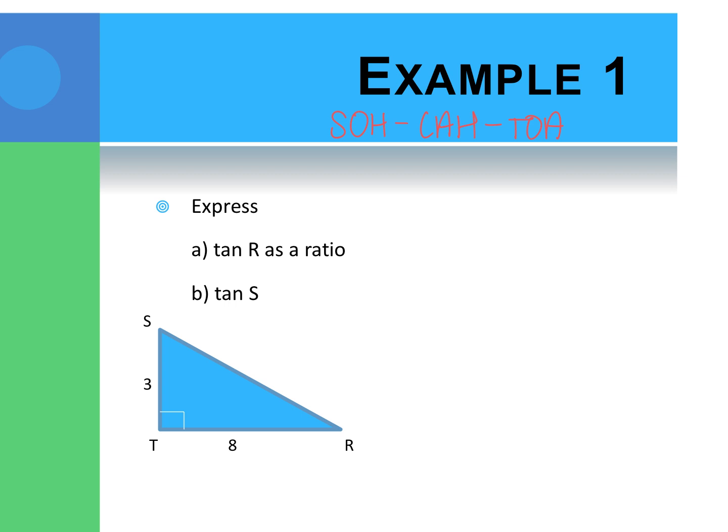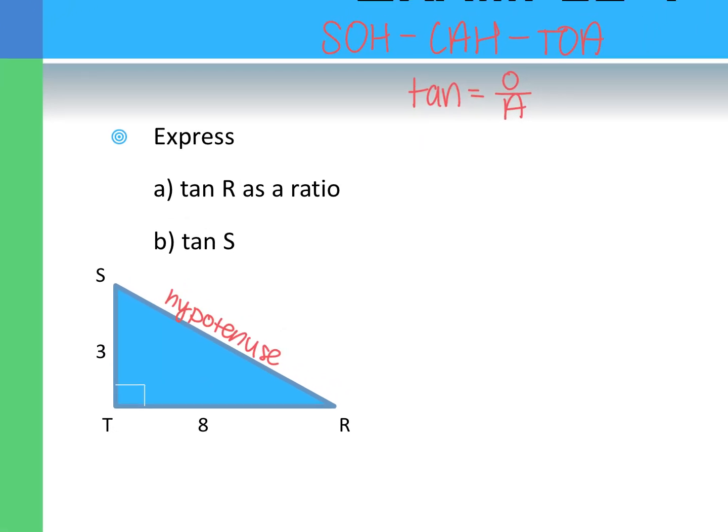Okay, and again, I'm working with tangent, and tan is opposite over adjacent. So they want me to express it as a ratio. Looking at this one, before I write anything, I'm going to label that this is my hypotenuse. And again, I'm not using my hypotenuse at all for tangents. So, solving it. The first one I have is tan R.